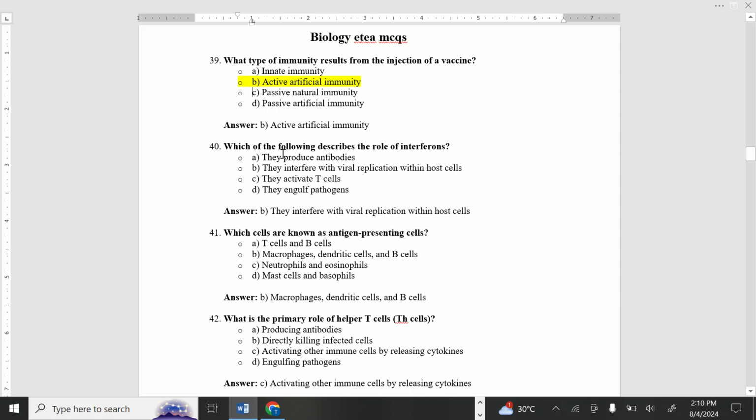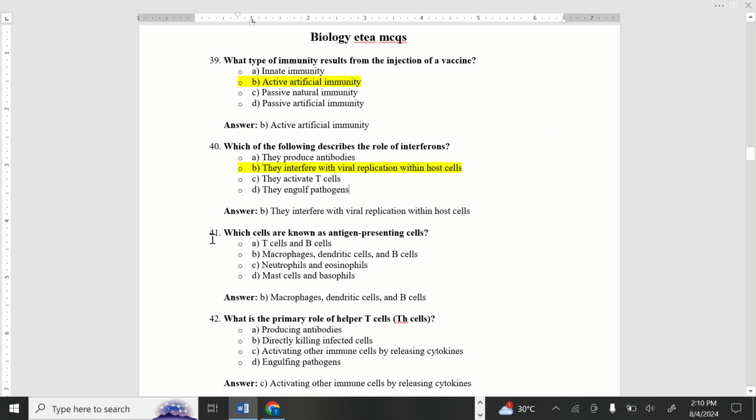The next MCQ is: which of the following describes the role of interferons? A. They produce antibodies. B. They interfere with viral replication within host cells. C. They activate T cells. And D. They engulf pathogens. So the correct option is B. They interfere with viral replication within the host cells.